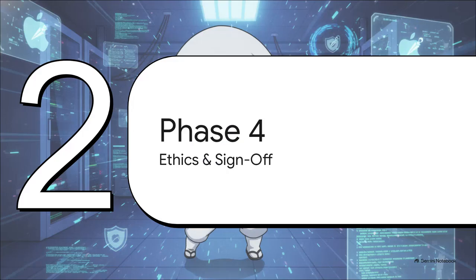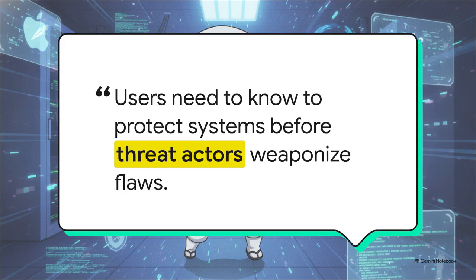All right, bringing us to Phase 4, ethics, disclosure, and our sign-off. As white hat researchers, we operate on one fundamental principle. Users need to know to protect their systems before threat actors weaponize memory safety flaws. Coordinated vulnerability disclosure is never about causing a panic, right? It's about forcing necessary fixes. It's balancing transparency with absolute defensive urgency. But this intelligence only protects your perimeter if it actually reaches you, the defenders, in time.